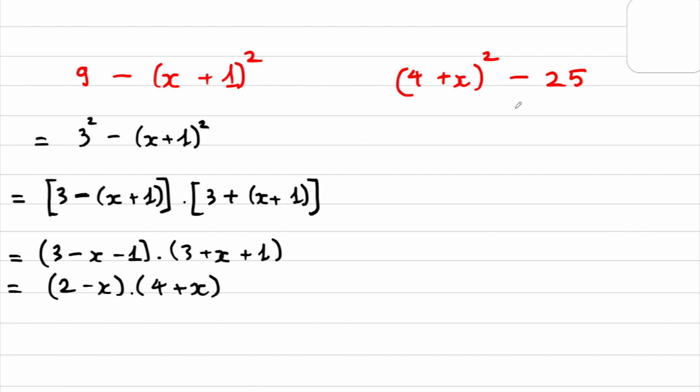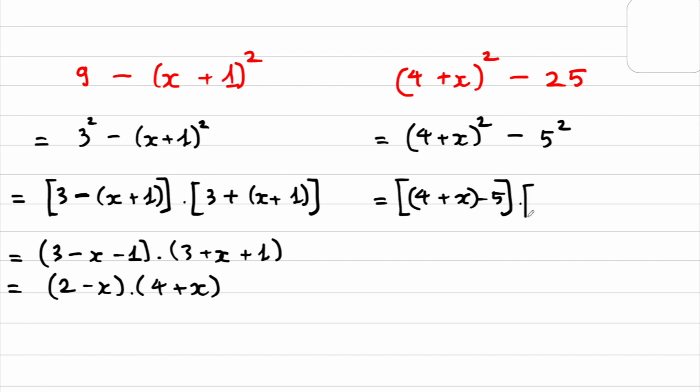Similar step for the next question. You got here 4 plus 8 in the form of the square. And now I convert 25 to 5 square. 4 plus 8 minus 5 inside the square bracket. And then you got 8 plus 4 and add 5 here inside the second square bracket.